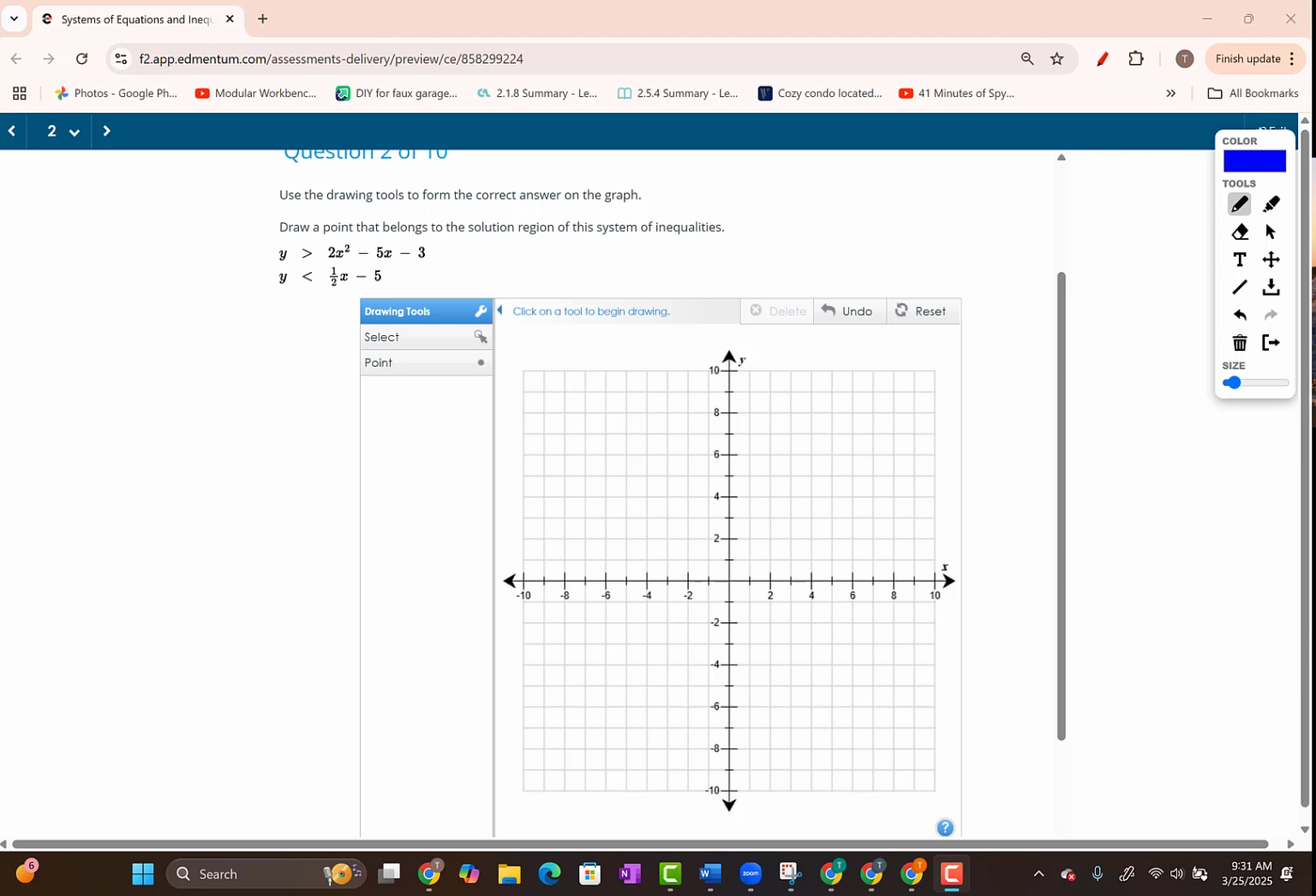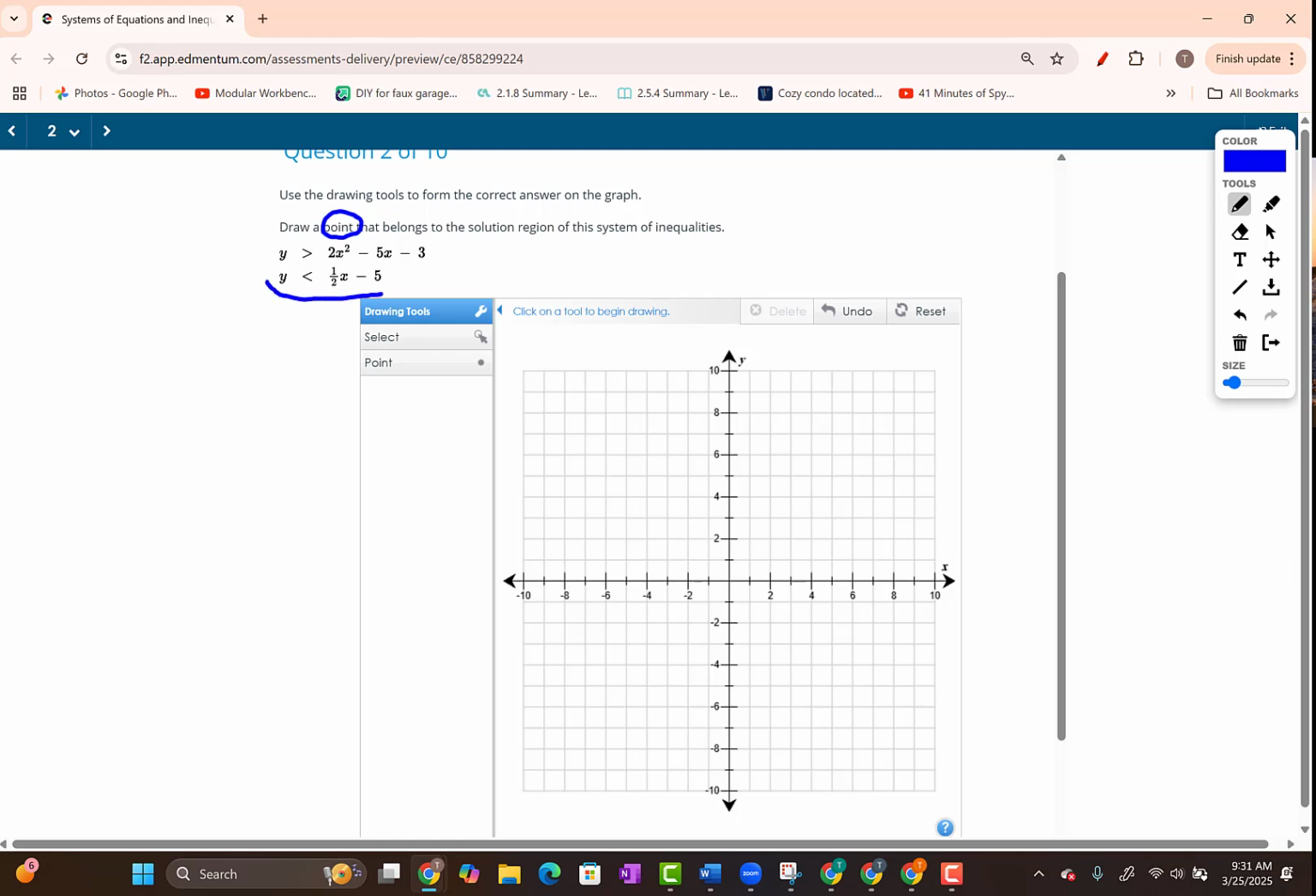All right, question 2. Draw a point that belongs to the solution region of this system of inequalities. So they only want a point that makes both of these inequalities true. Of course, you could take a guess at a point and substitute it into both inequalities and check it that way. But let's do this the official way.